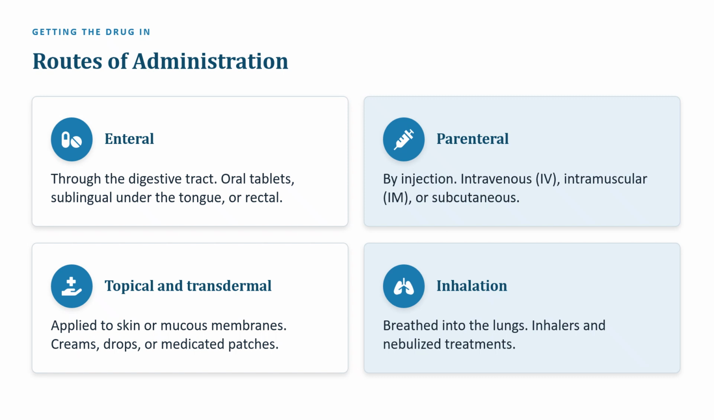The second category is parenteral, which means by injection, bypassing the digestive tract. This includes intravenous or IV, straight into a vein, intramuscular or IM, which goes into a muscle, and subcutaneous, which goes into the fatty tissue just under the skin.